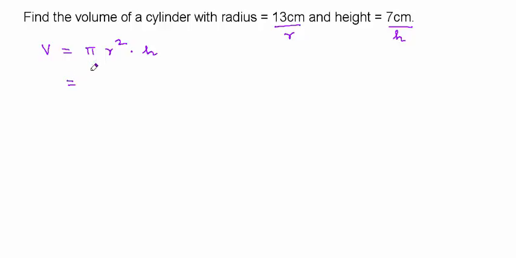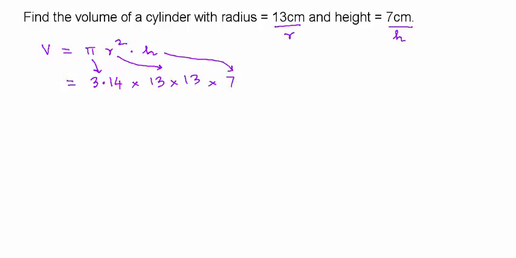So this is going to be pi. The value of pi is 3.14, so we can replace pi with 3.14. R square, r is 13, therefore this is going to be 13 square, or 13 times 13, 13 raised to the second power, that's r square, multiplied with the height, which is 7.